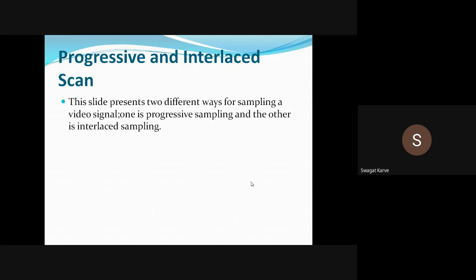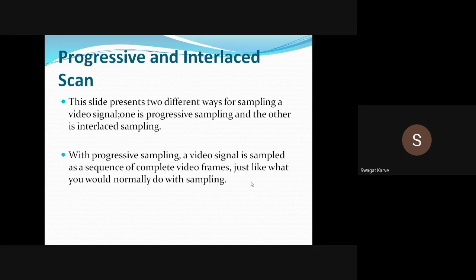So, the slide presents two different ways of sampling a video signal. That means this progressive and interlaced scan is used for the sampling purpose, sampling of a video signal. One is progressive and another is interlaced scan. So, with progressive sampling, video signal is sampled as a sequence of complete video frames, right? So just like what you do in your normal sampling.